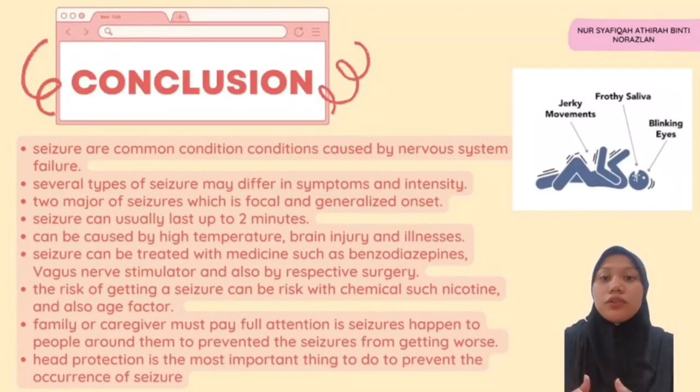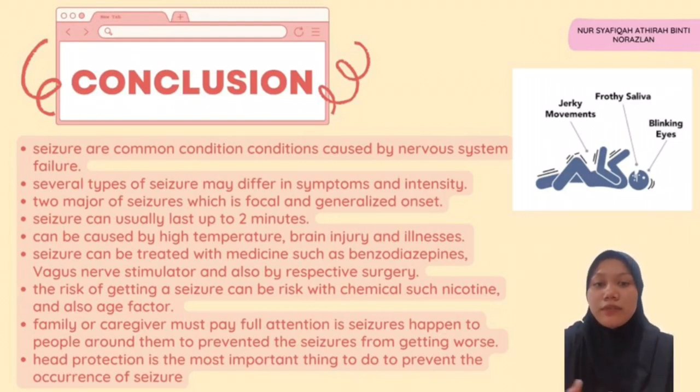In conclusion, we all know that seizures are a common condition that is caused by nervous system failure. Several types of seizure may differ in symptoms and intensity. There are two major types of seizure, which are known as focal and generalized onset. Seizure can usually last up to 2 minutes and can be caused by high temperature, brain injury, and also illnesses. Seizure can be treated with medicine such as benzodiazepines, vagus nerve stimulator, and also by resective surgery. The risk of getting a seizure can be increased by a chemical such as nicotine and also by age.